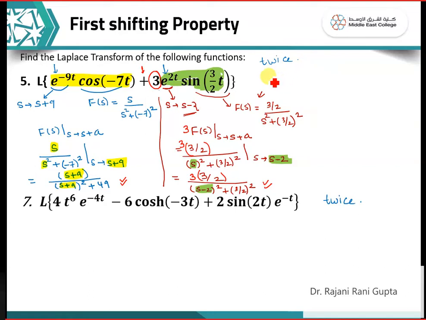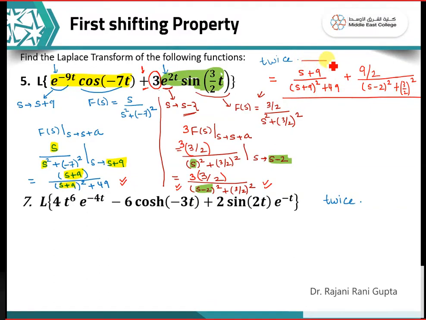So when you write the final answer, for the first term you will write s plus 9 over (s plus 9) power 2 plus 49. In between the sign is plus, so plus. For the second term we will write this term. 3 times 3 becomes 9. So 9 over 2 divide (s minus 2) power 2 plus (3 by 2) square. So this will be the final answer.